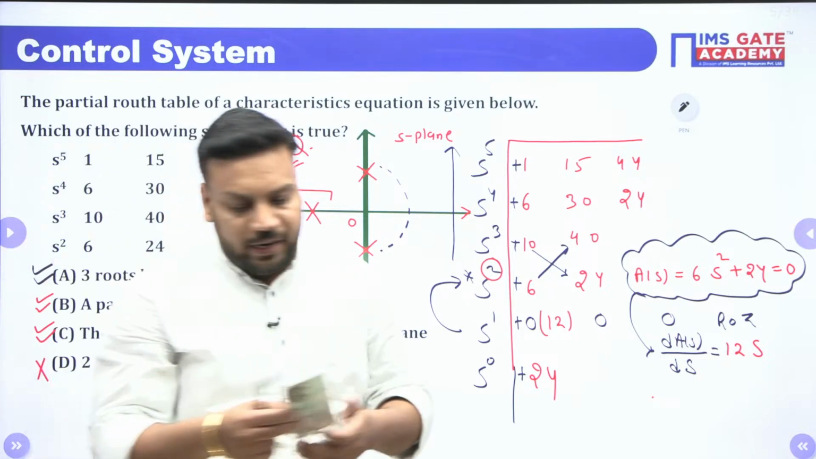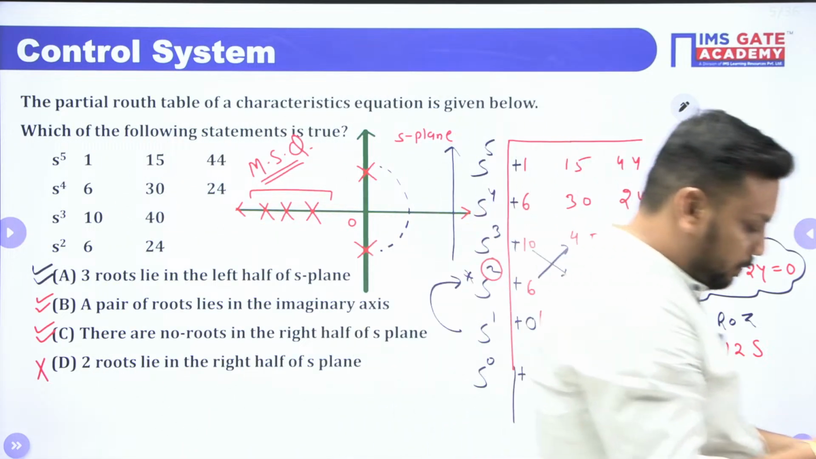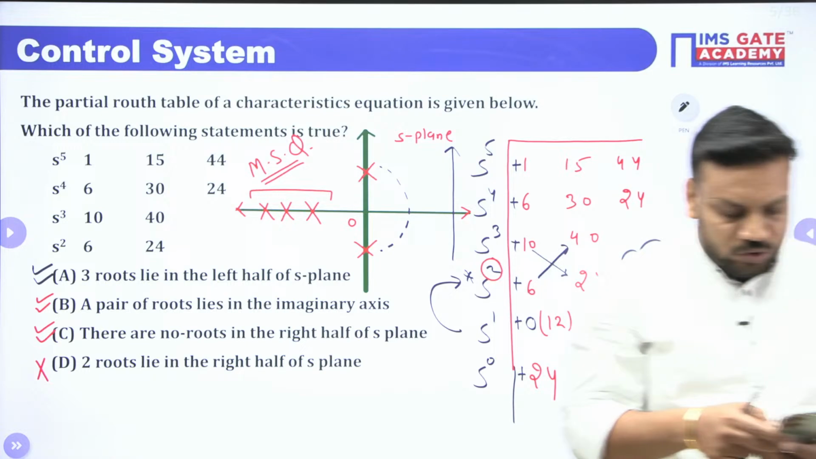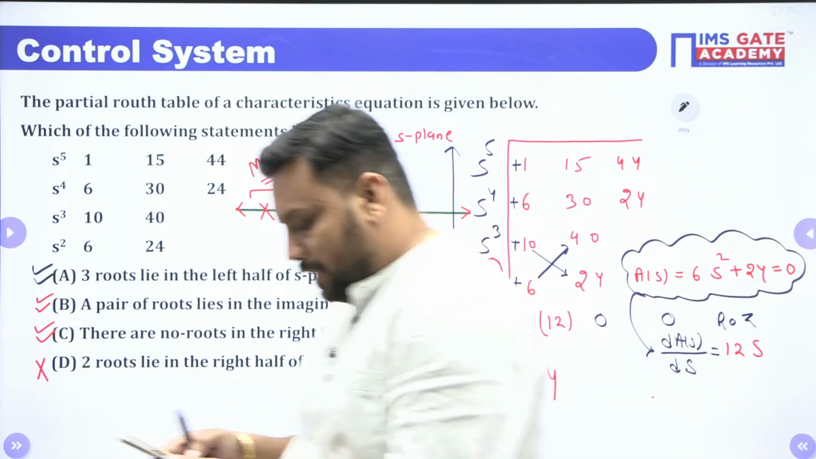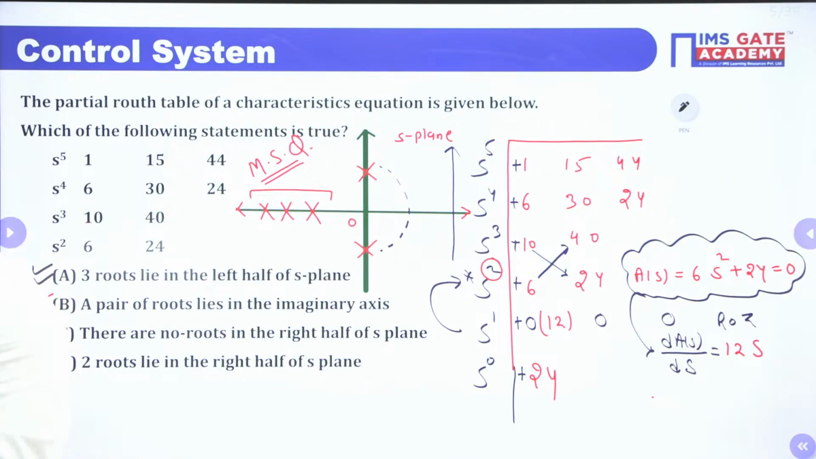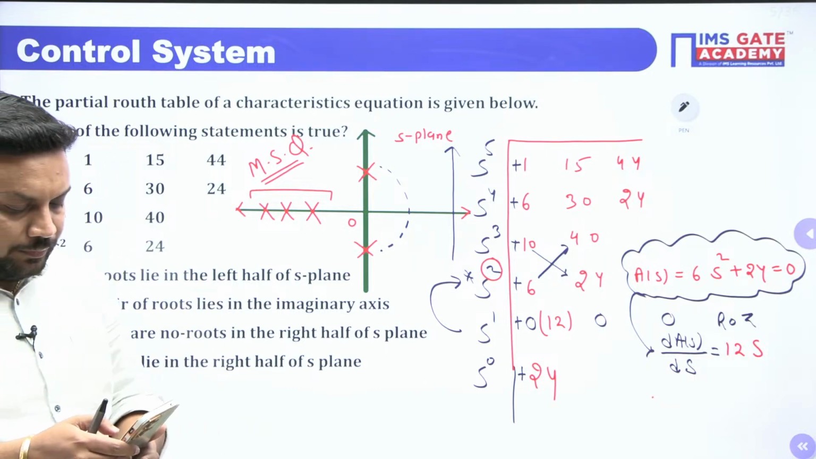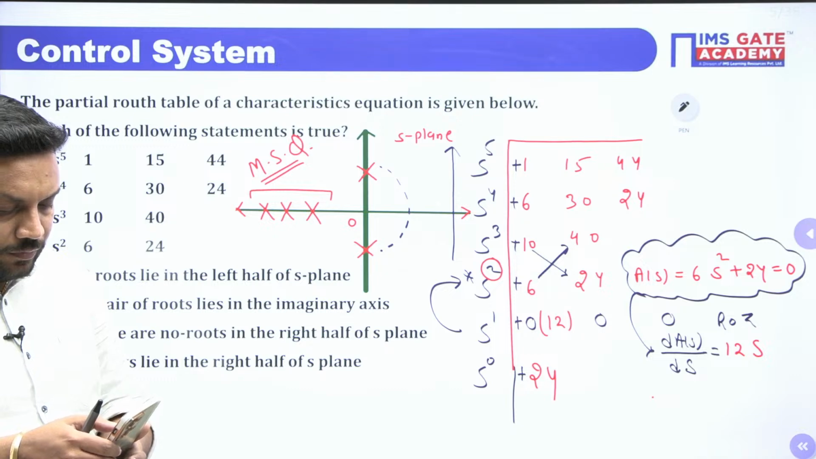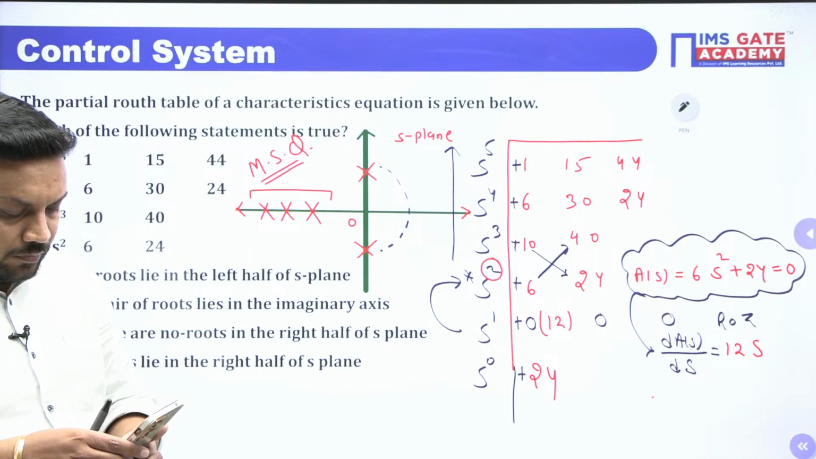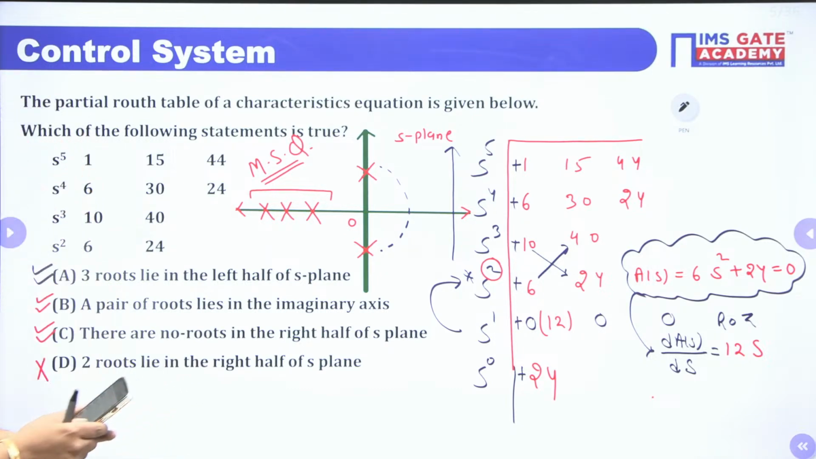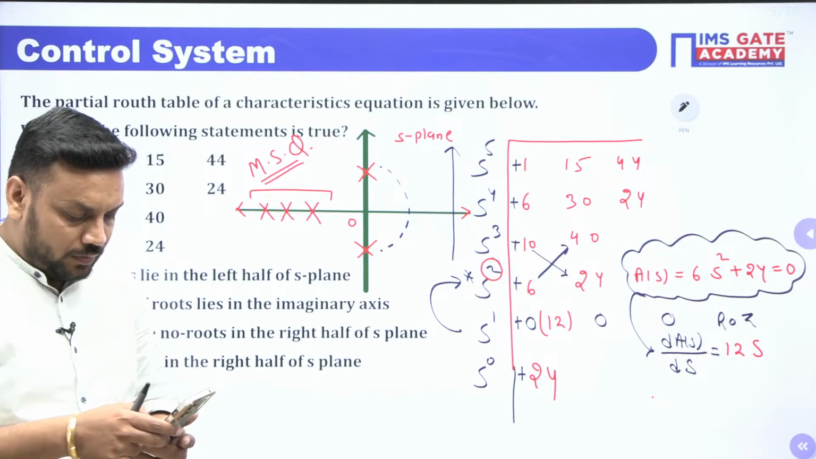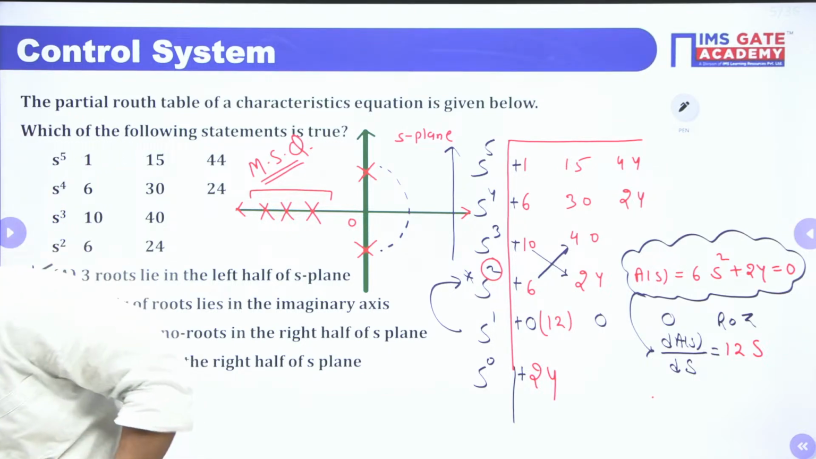Shall we go for the next? Shubham, no sign change, all roots on LHS. Shubham, Roy, just let me know. Shall we go for the next? Okay, so let's start the next question, guys.